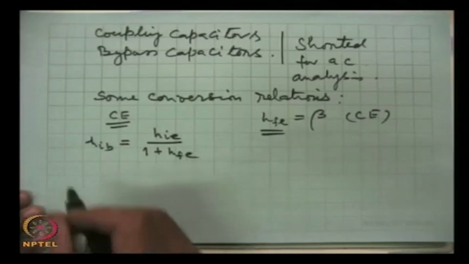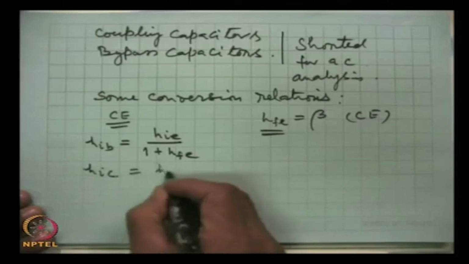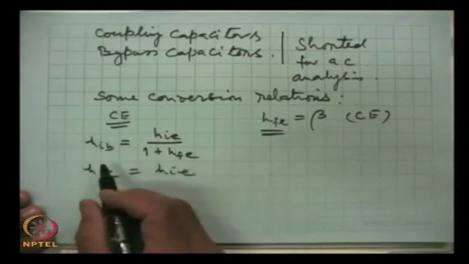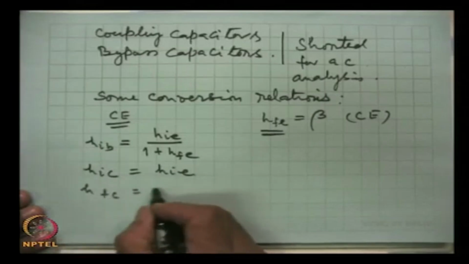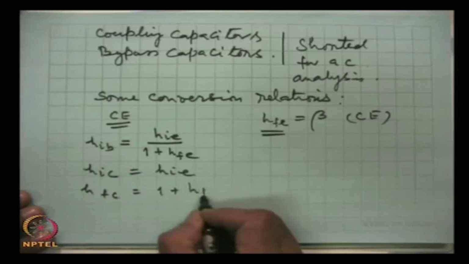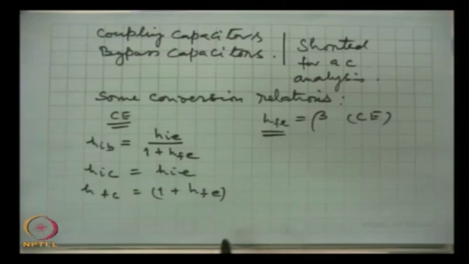Similarly, HIC is equal to HIE and HFC is 1 plus HFE. This way, actually all quantities have been calculated and we can get H parameters for the common base circuit and common collector circuit by using H parameters of the common emitter.